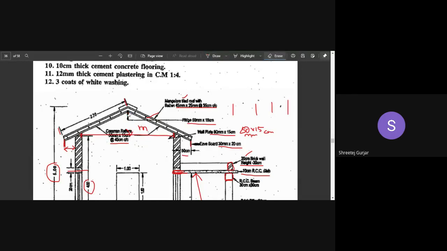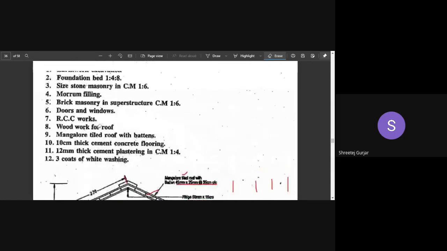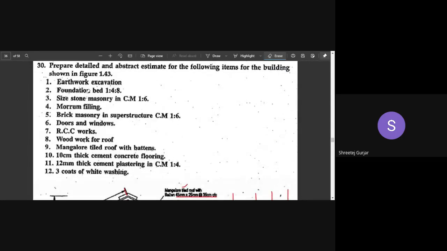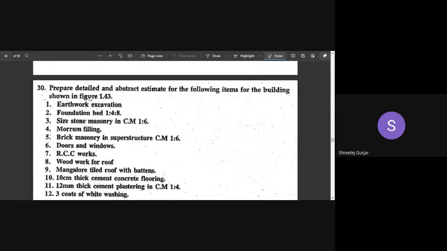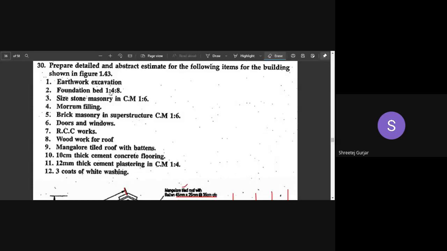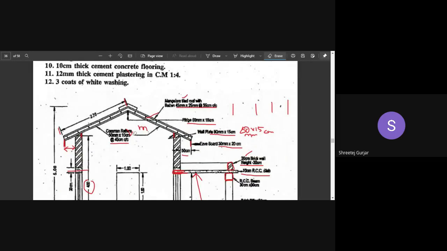So we need to calculate all these quantities. It might seem difficult. Okay, looking into the cross section, you might feel it is difficult, but it is very easy. Similar to your previous problems, it is similar to that. It is not very difficult. Okay. So let us just look into your calculation part now.